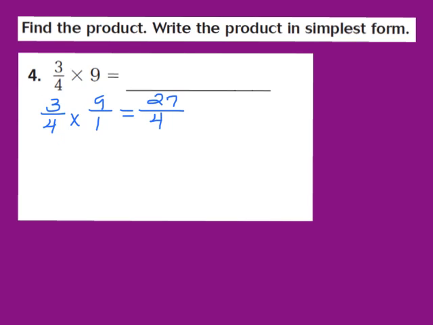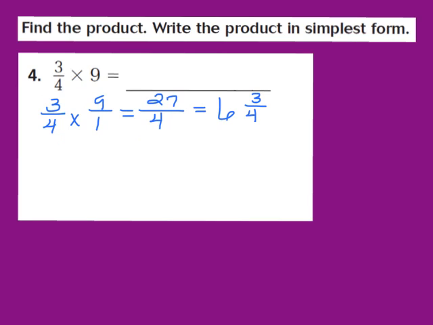But what I know is this. I know that 4 can go into 27 6 whole times. So I'm going to write down the whole number 6. Now I know that 6 times 4 is going to give me 24, which means I would have 3 remaining or left over. So that 3 is going to become my numerator, and remember, our denominator is going to stay the same. So I'm going to write my denominator as a 4.